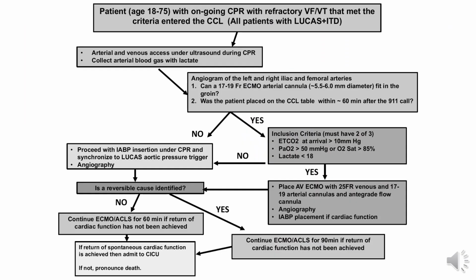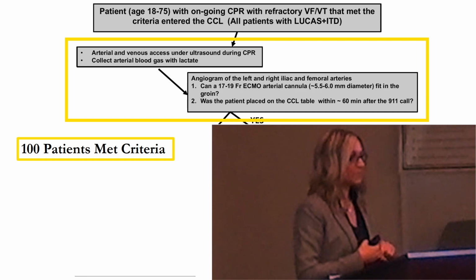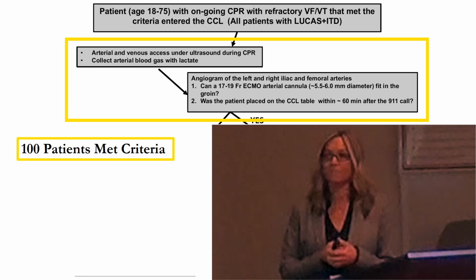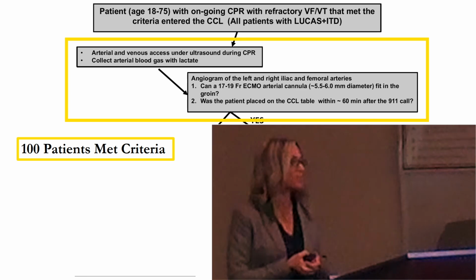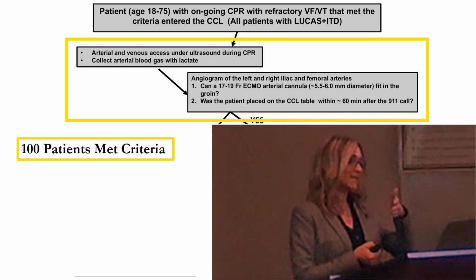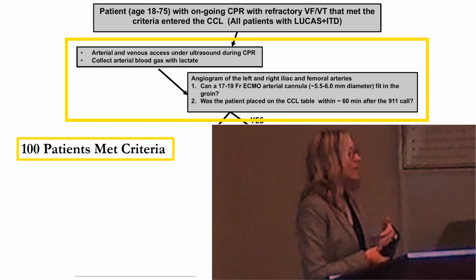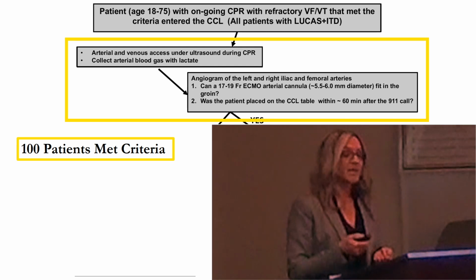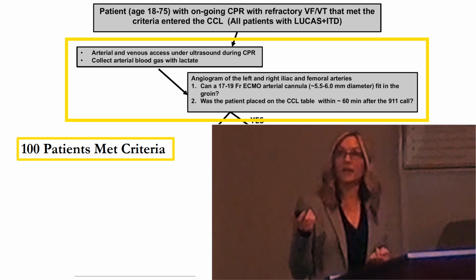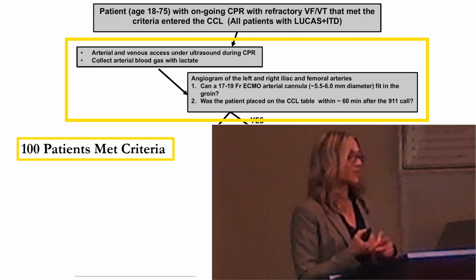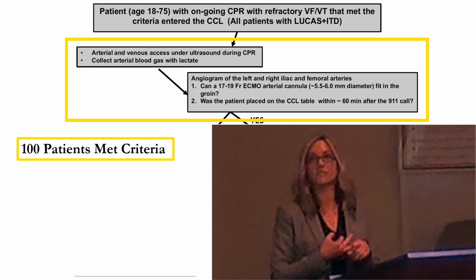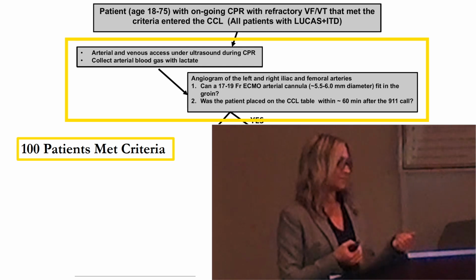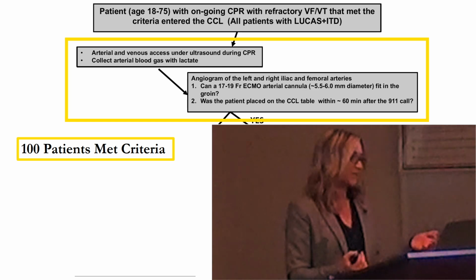This is their protocol. It's a little extensive, so I'm going to break it down. Patients who met transport criteria went to the cath lab. They had 100 patients come to the cath lab. As soon as they got there, they placed arterial access and venous access under ultrasound guidance, and they drew an ABG, an arterial blood gas. While they were waiting for the ABG to result, they looked at the vessels, the arterial, iliac, and femoral vessels, to see if a cannula could fit. Because if the cannula can't fit, what's the point in proceeding?